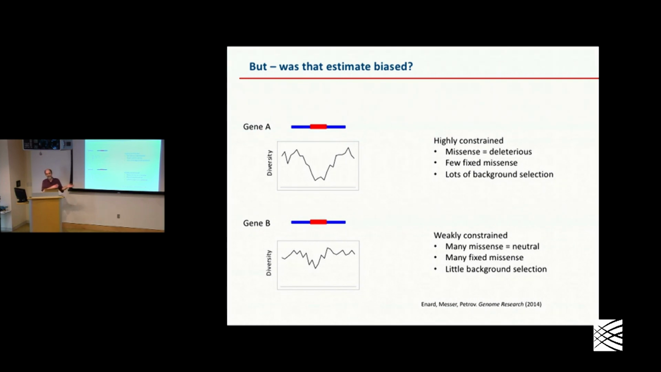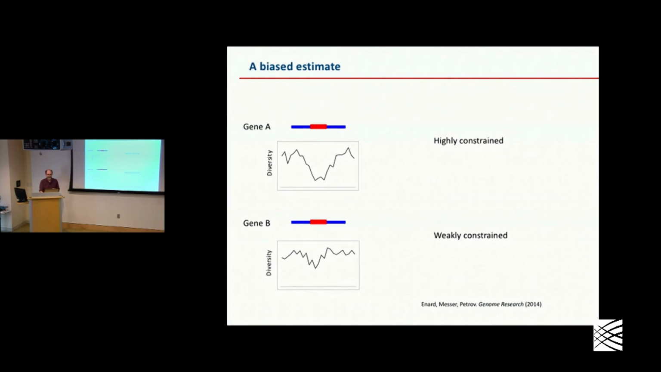And so when you do the test I was talking about, where you compare diversity around non-synonymous versus diversity around synonymous, when you take a non-synonymous mutation, you're probably taking a mutation from gene B, because that's where the non-synonymous mutations have happened. And so you're selecting places where there hasn't been much background selection, and so that reduction in diversity isn't very big.